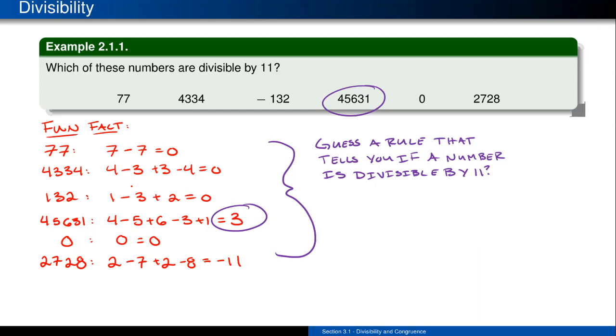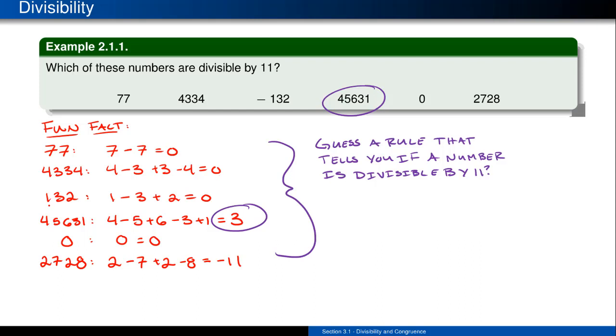So the idea is, if you start to look at all of these little numbers that make up these bigger numbers, in this case, just looking at 77 as a 7 and a 7, those placeholders, what happens is that if you subtract those two things, you get a 0. If you look at the number, let's say in this case 4334, if you look at this alternating sum of those terms, so in this case it's going to be a 4 minus 3 plus 3 minus 4, you see that it kicks out a 0 as well.